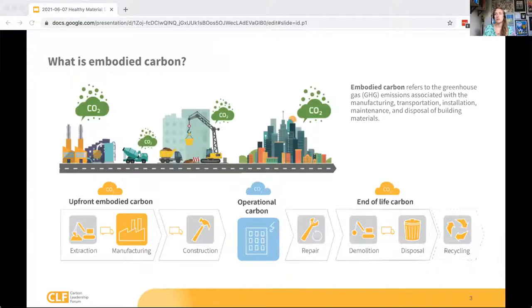So first, starting with embodied carbon. Embodied carbon refers to the greenhouse gas emissions associated with the manufacturing, transportation, installation, maintenance, and disposal of building materials, as you can see mapped out here.